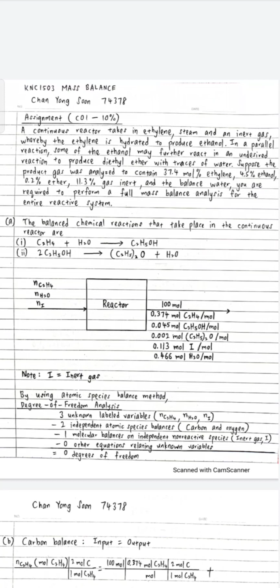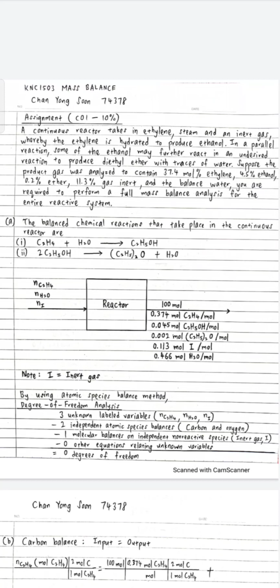In this degree of freedom analysis, there are three unknown labeled variables which consist of number of mole of ethylene, number of mole of water, and number of mole of inert gas. There are two independent atomic species balances which involve carbon and oxygen atomic balances. Only one molecular balance on independent non-reactive species, which is referred to the inert gas, and there are no other equations relating unknown variables as stated before.